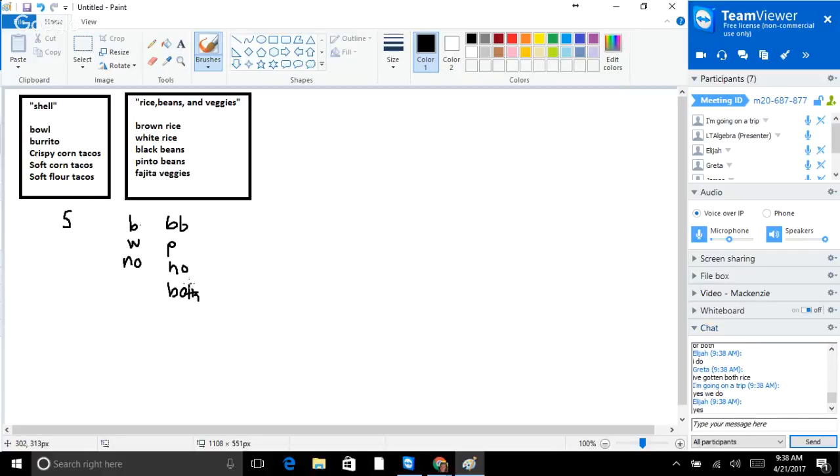Oh, Greta says she's good. Okay. And then for fajita veggies, you used to get both rice and both beans, and two meats. Holy cow, that would be a big burrito. Okay, so for fajita veggies, I think the choices are just yes or no, right? So fajita is just fajita yes or fajita no. Hopefully you guys understand my abbreviations here.